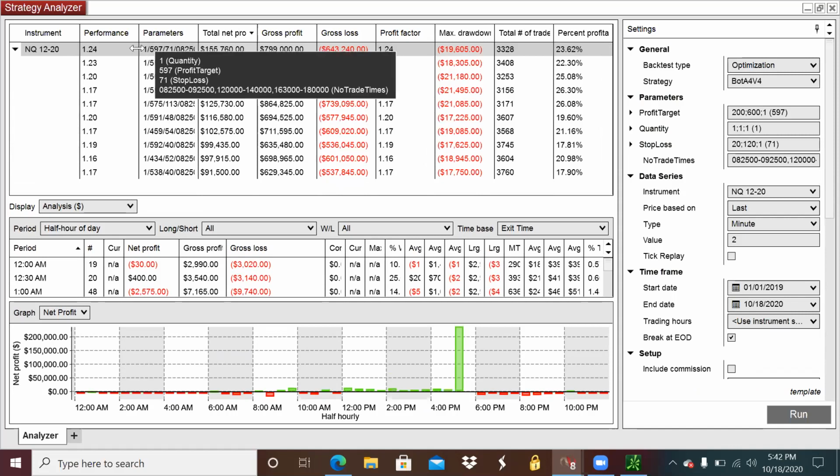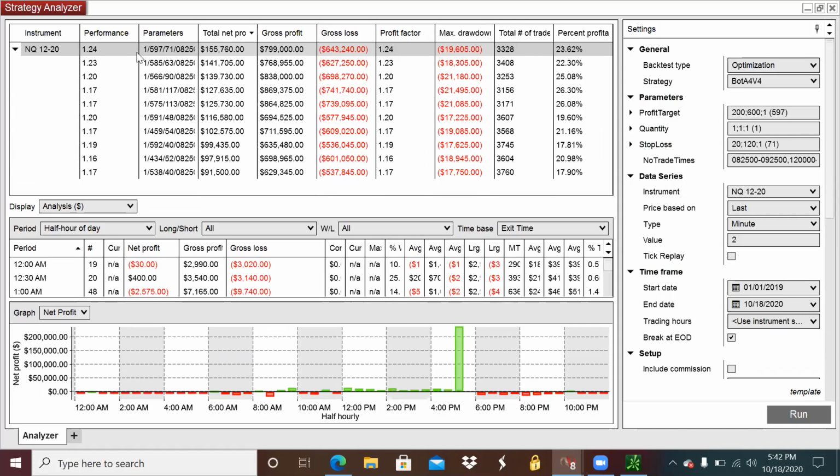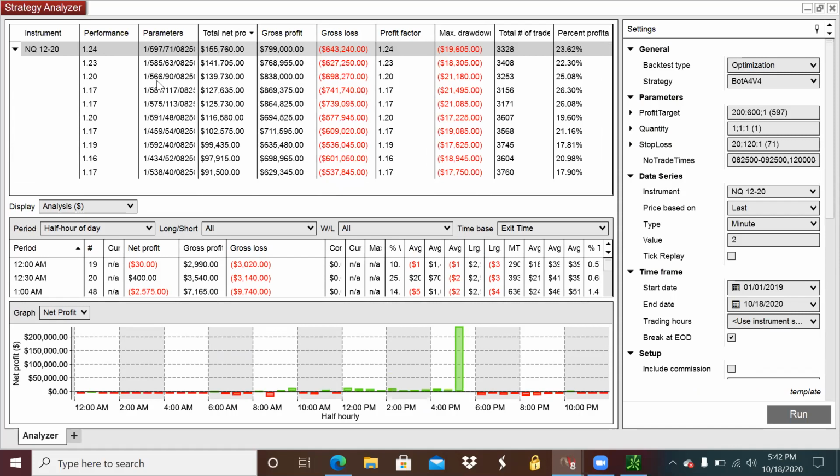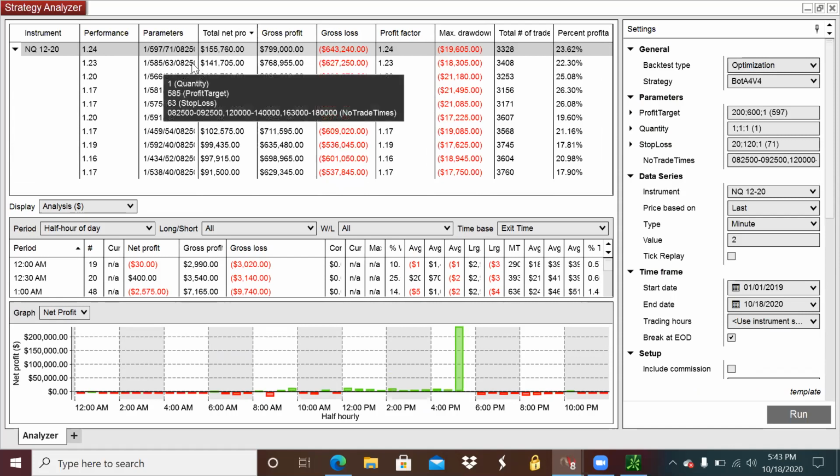Alrighty, so it says that you wanted to use the parameters of 597 target, 71 stop loss, and the no trade time zone. I haven't changed that. If you want to make this much money of 141, you do 585 and 63 stop loss, things like that, right? And it gives you no trade time zone there as well, but I didn't really optimize the no trade time zone. That's not in there. It's a different kind of program that I put in there.